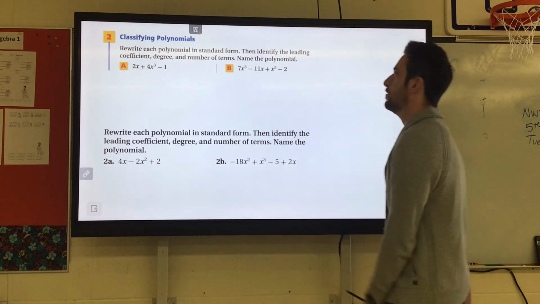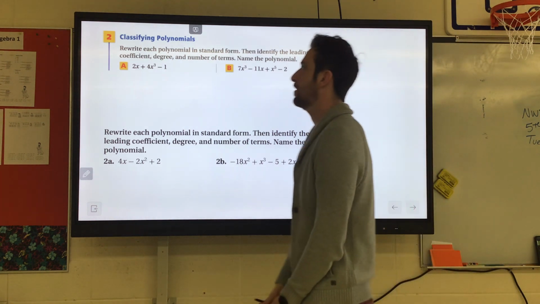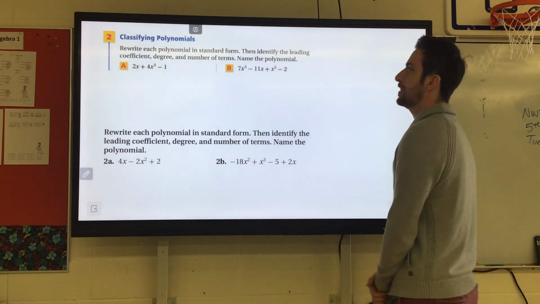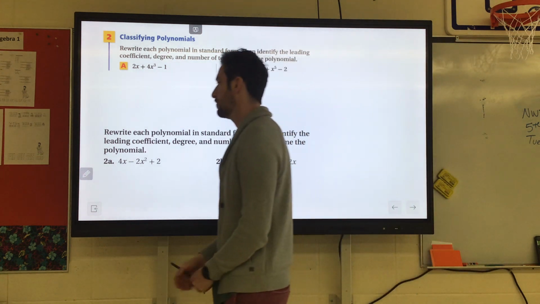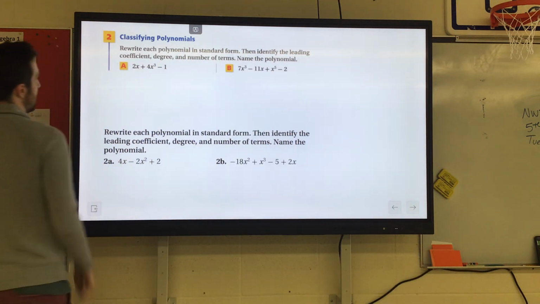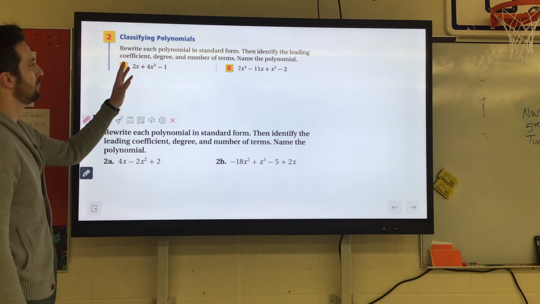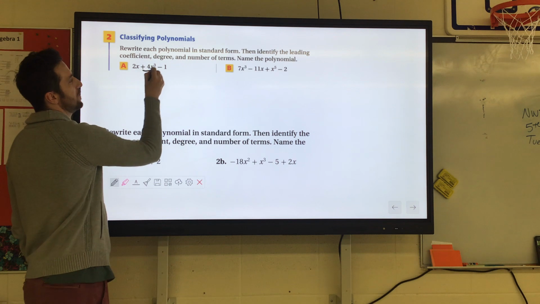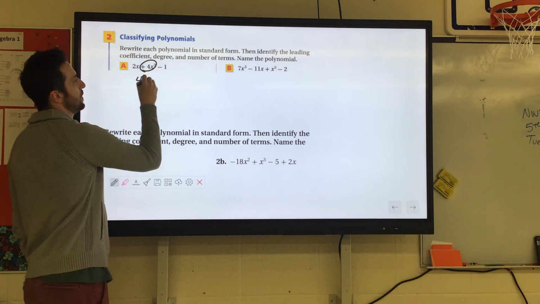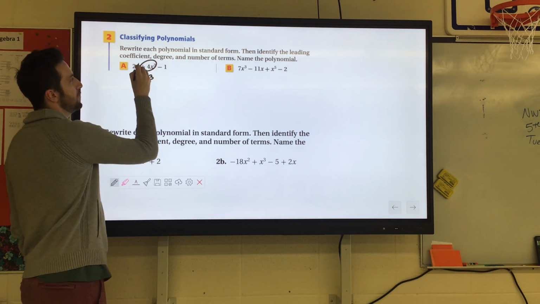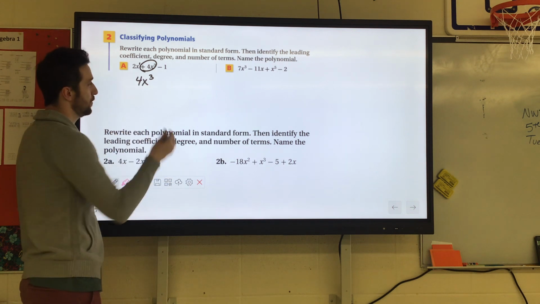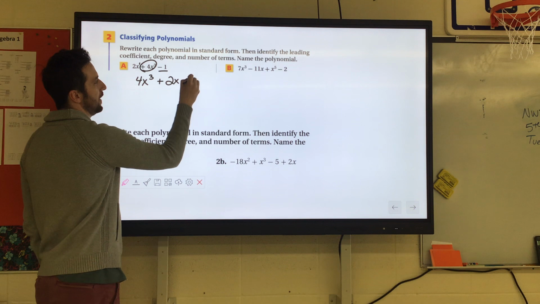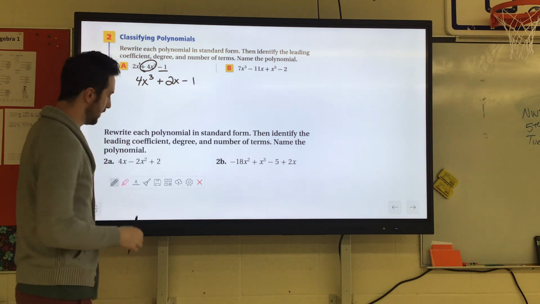So let's see what we got. Rewrite each polynomial in standard form, highest exponent first. Then identify the lead coefficient, degree, and the number of terms. It should be easy enough. All right, so rewriting this, 4x to the third has the highest exponent, so that should be written first. And then we'd have the 2x, because that's 2x to the first. And then we have that constant, that minus 1 at the back. So there it is in standard form.